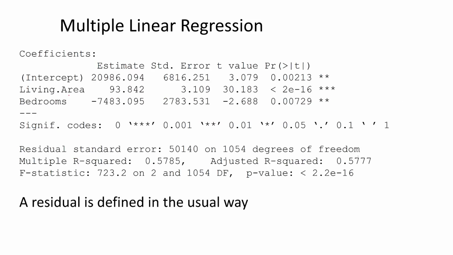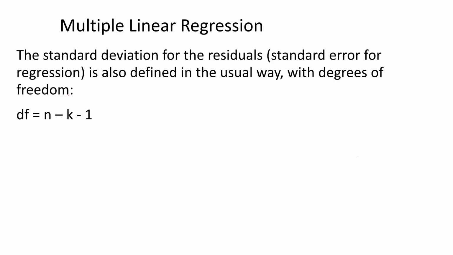And now we need to talk about the variability about those predictions. So we need to talk about residuals. A residual is defined in the usual way. A residual is y minus y hat. That is the observed y minus the fitted y. So if your y is above your modeled y, your y hat, then you have a positive residual. And if it's below it, you have a negative residual.